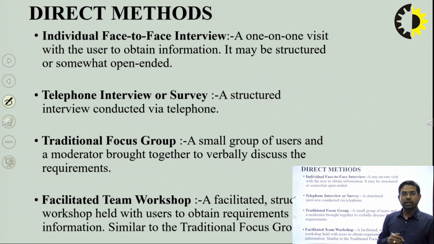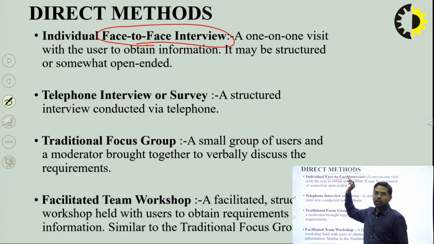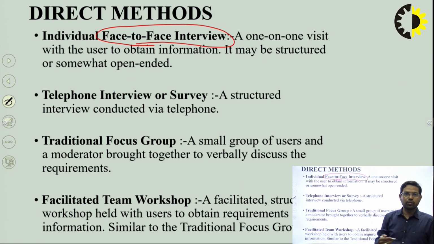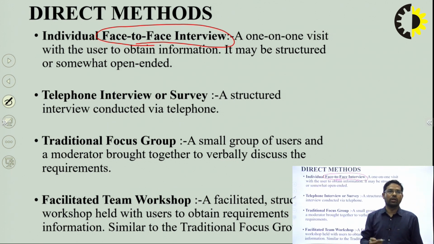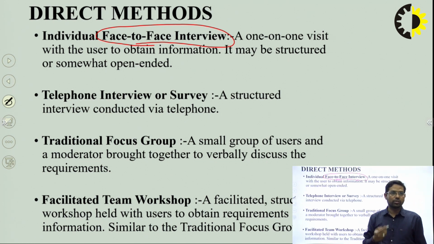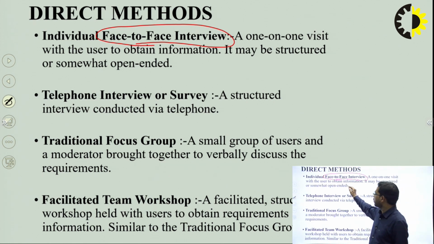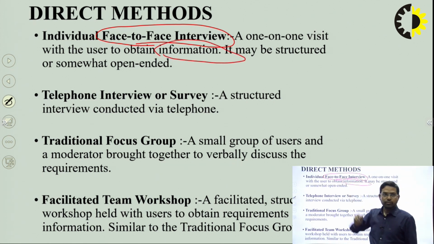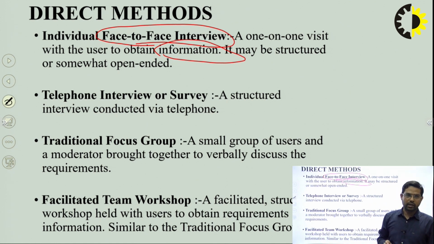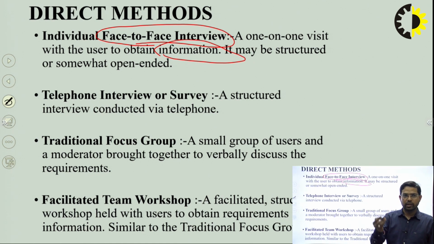So what are the direct methods used for requirement gathering? First is the individual face to face interview. This means we interview one by one, one on one, just like I am interviewing you and discussing with you students. It is a one-on-one visit with the user to obtain information. It may be structured or somewhat open-ended, where any person gives an opinion about the model.